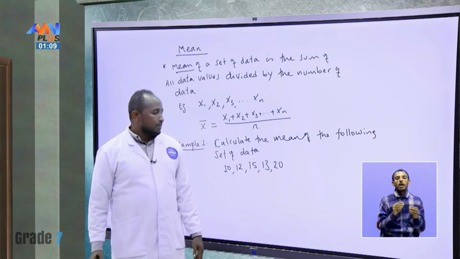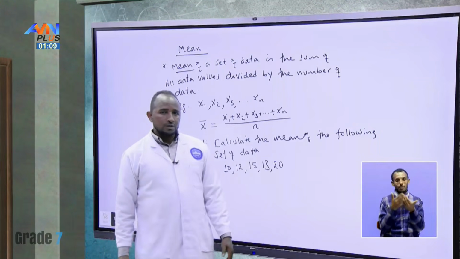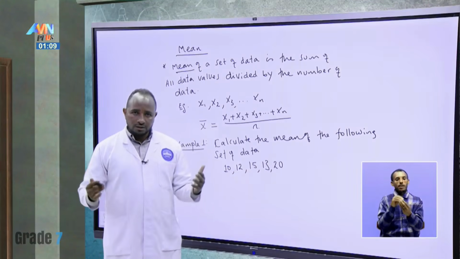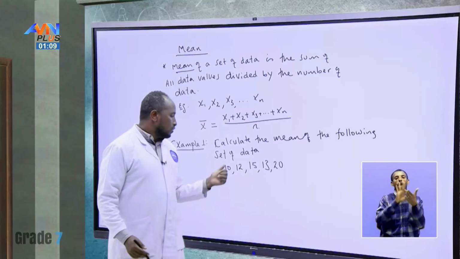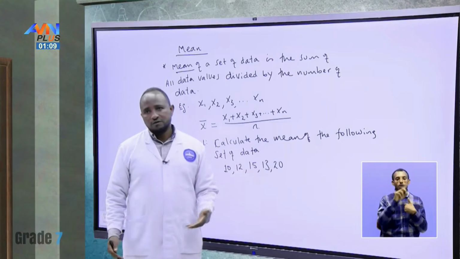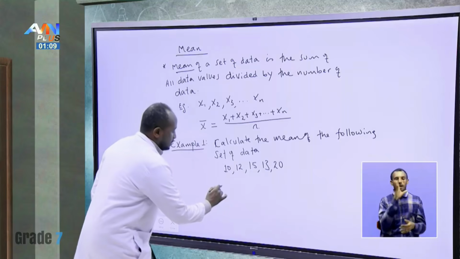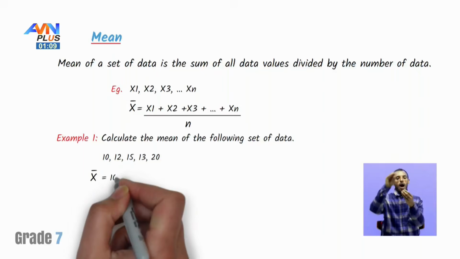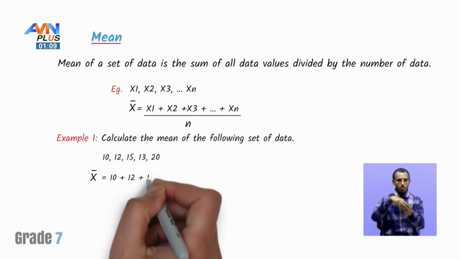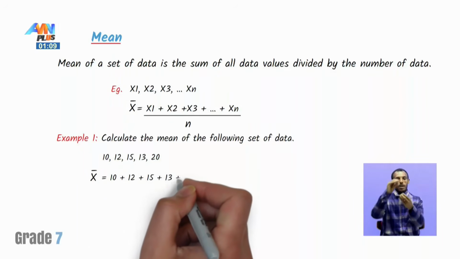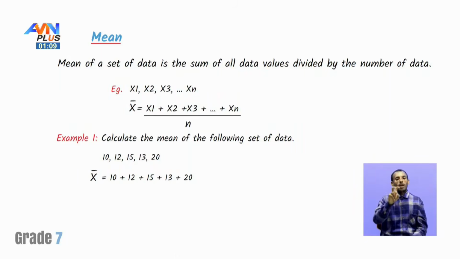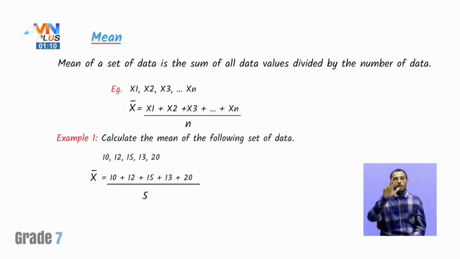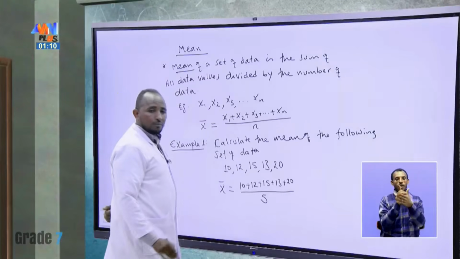So how do we calculate the mean? Simply, as we said earlier, you add all the data and then you divide by the number of data. Here we have 1, 2, 3, 4, 5 data. Therefore, the mean is equal to the sum of 10, 12, 15, 13, 20, divided by the number of data, which is 5. We have 5 data, so we divide by 5.